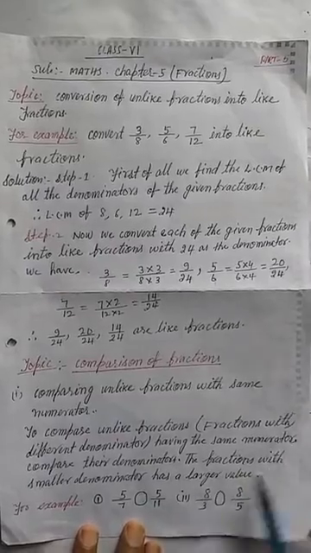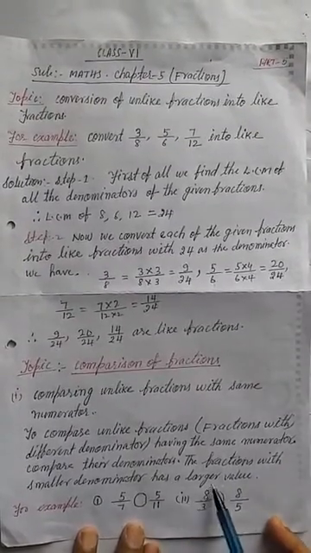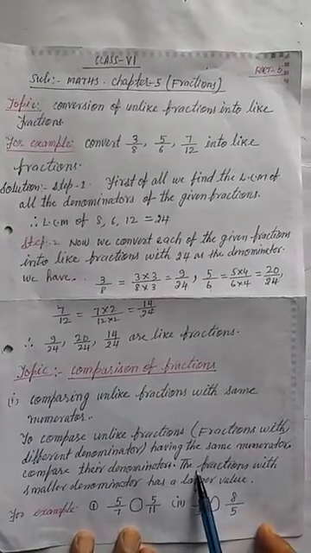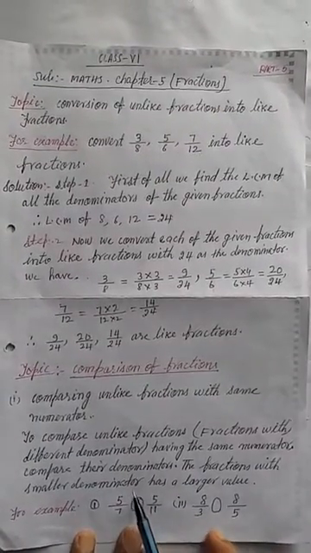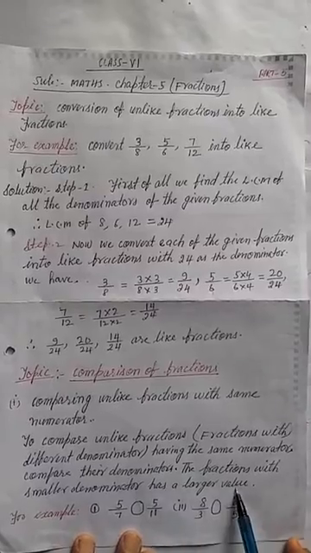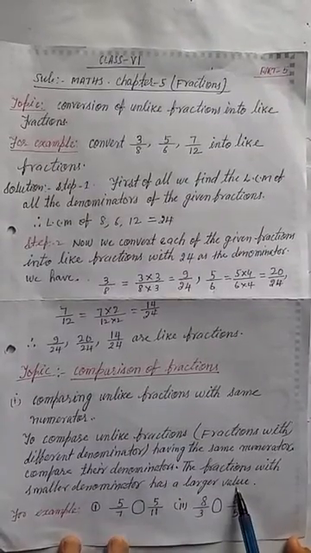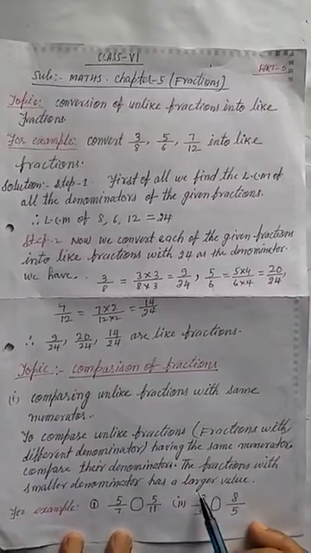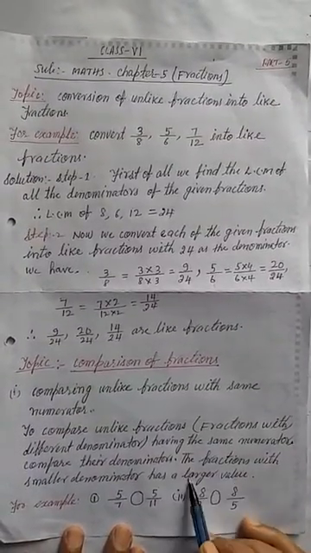The fraction with the smaller denominator has a larger value. This is the most important line. So the fraction with the smaller denominator has a larger value. I mean you can say, in Hindi, जो छोटा होगा वो बड़ा होगा और जो बड़ा होगा वो छोटा होगा.